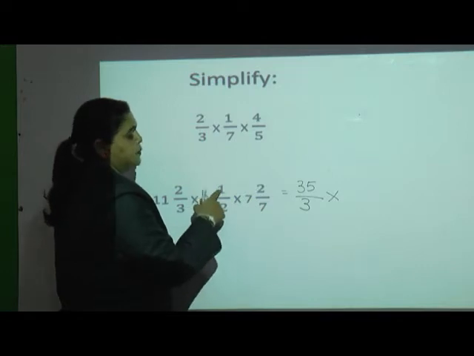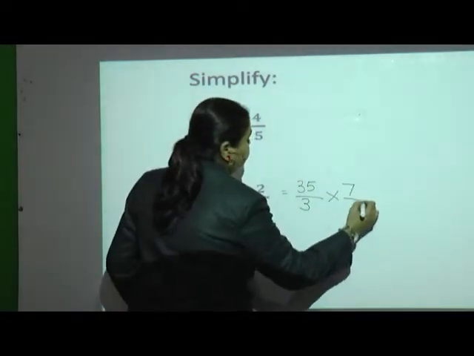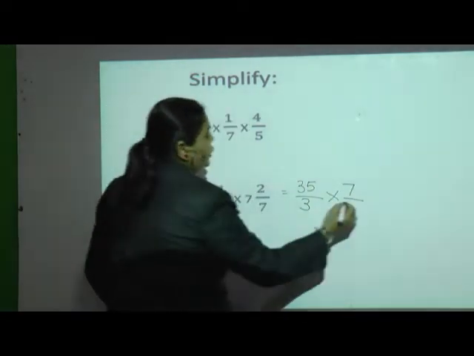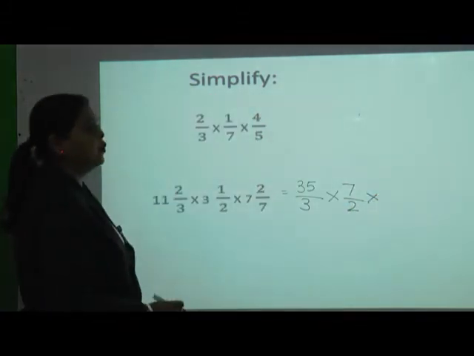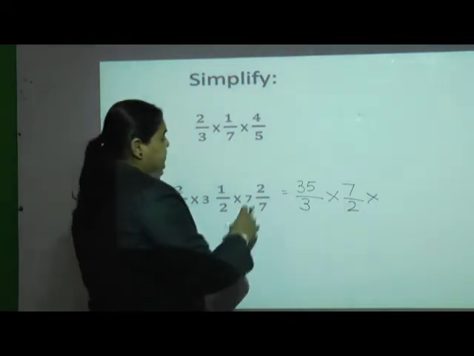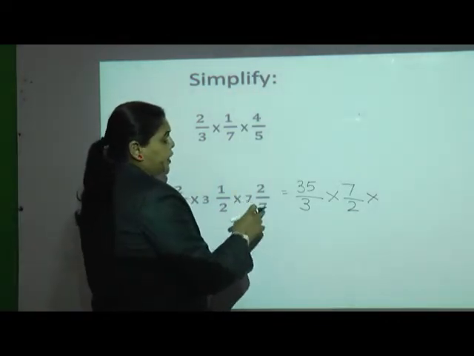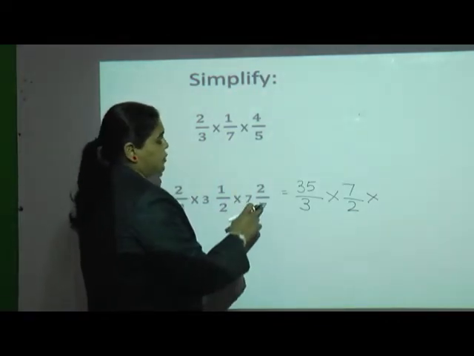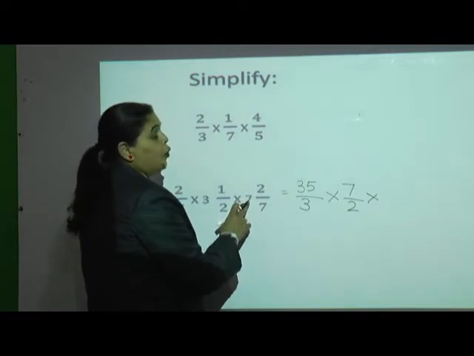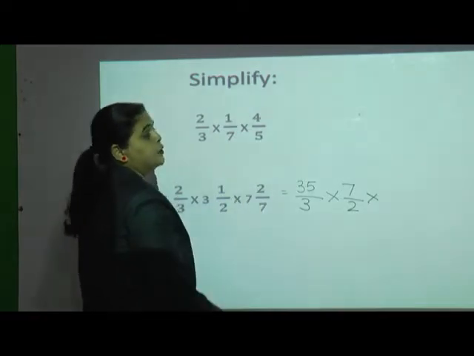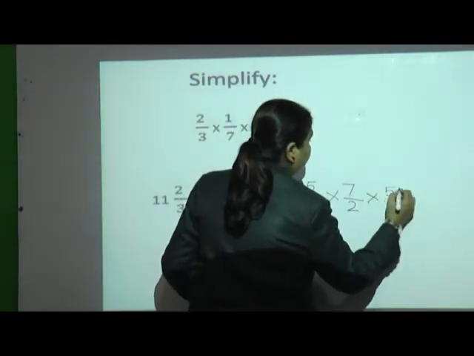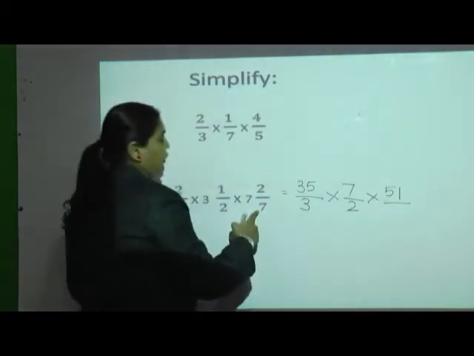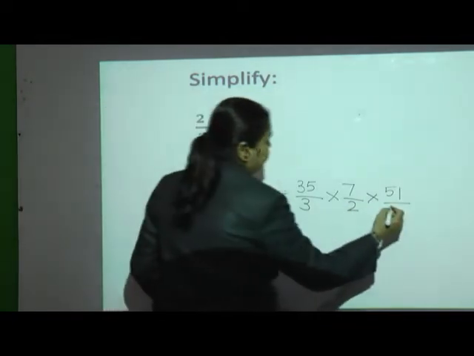3 2s are 6 plus 1 is 7 upon 2, whatever we have in the denominator, we will write. Here we have multiplication, and one more fraction. A mixed fraction again, we have to convert into an improper fraction. 7 7s are 49. 49 plus 2, 50, 51. Here we will go for 51 upon 7 in the denominator.